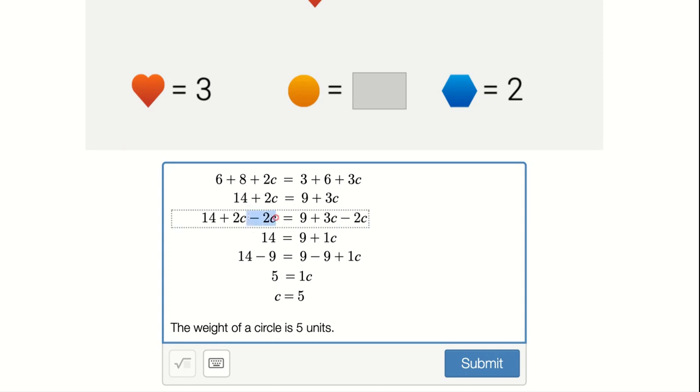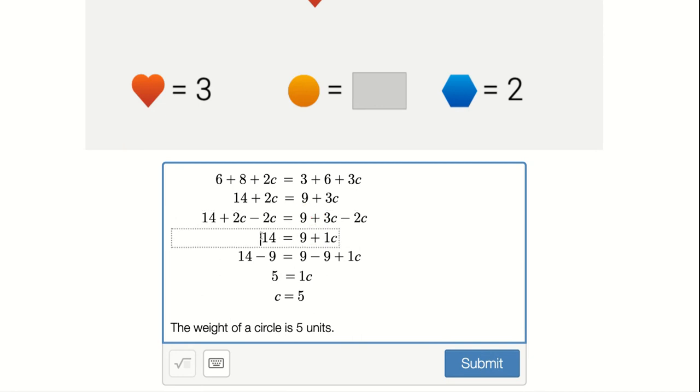Whatever you do on the left side of the equation, when you take away something, you must also take it away on the right side to keep the equation balanced. All right, so in this line right here, I actually got 14 because after I combined like terms, 2C minus 2C is 0, which is nothing. So I'm just left with this 14, and that is transferred in this line right here. Also, 3C minus 2C is 1C. That is transferred right here, and I still have my 9 right here.